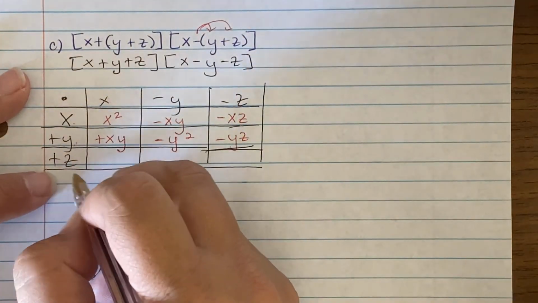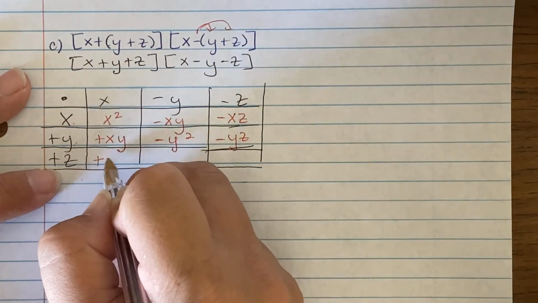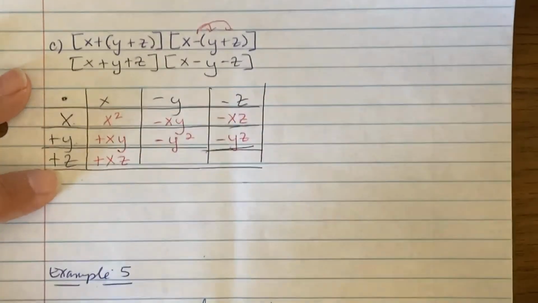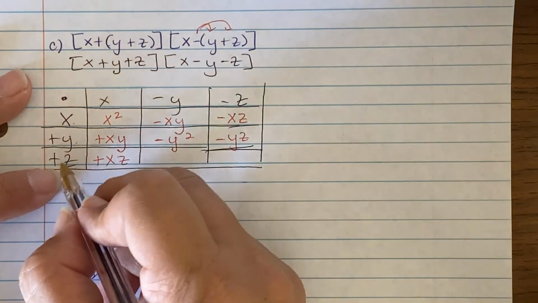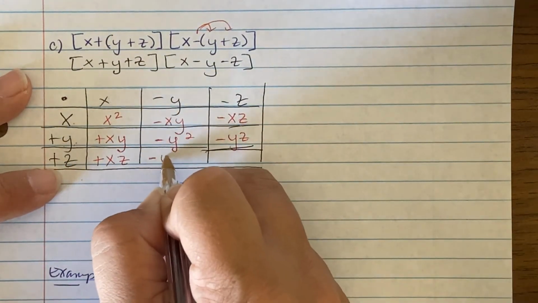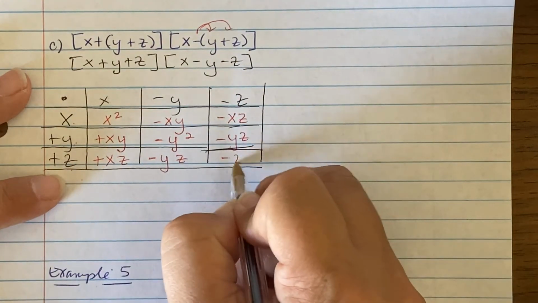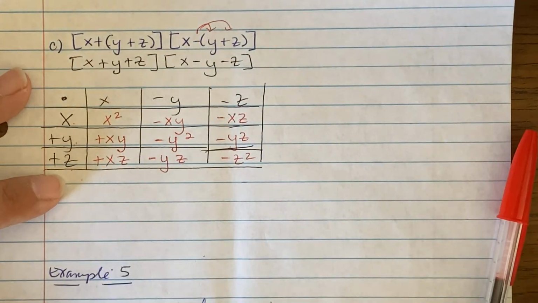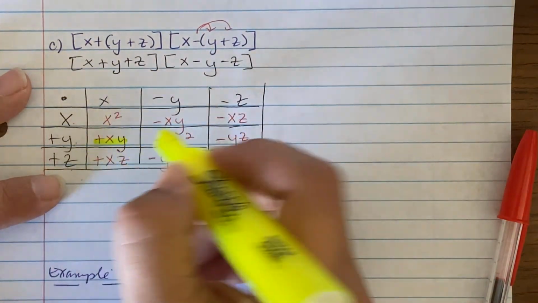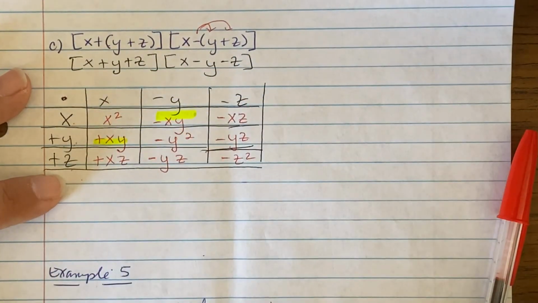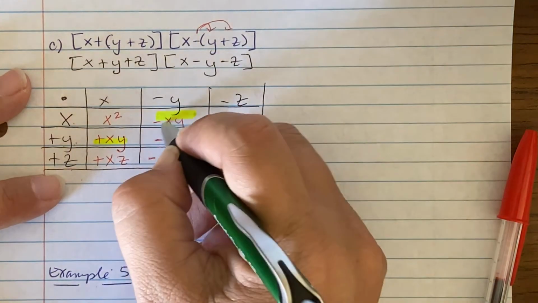You go to the third row, z times x. Remember, alphabetically, x comes before z, so I'm going to write positive xz. Z and negative y, alphabetically, it's going to become negative yz. Positive and negative makes it negative z squared. Remember what I said, diagonally is our like terms. So positive xy, negative xy, they cancel out.